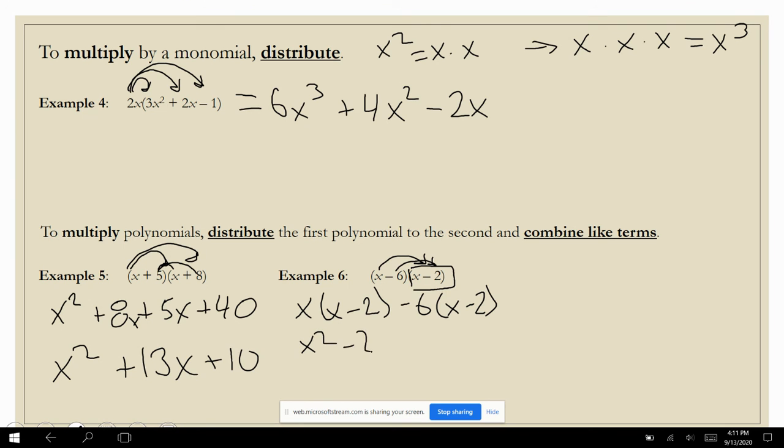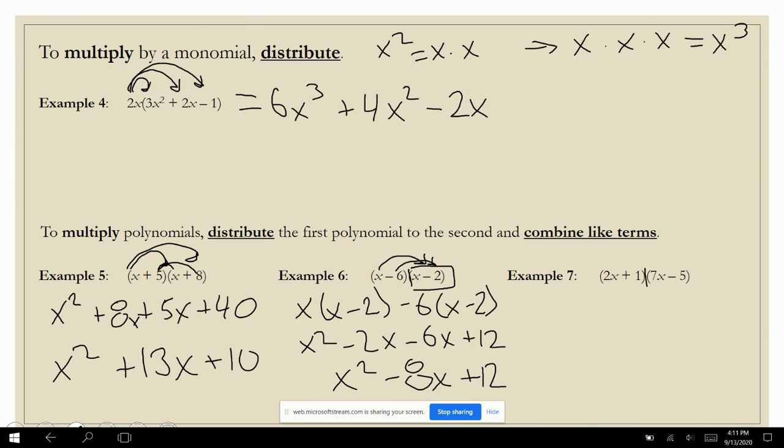X squared minus 2x minus 6x plus 12. Combine like terms, x squared minus 8x, plus 12. Okay. Both options are equivalent to each other, but I want you to use whichever you're most comfortable with. That second option really shows us how we're applying the distributive property based on how we know it. So we're going to try that again.